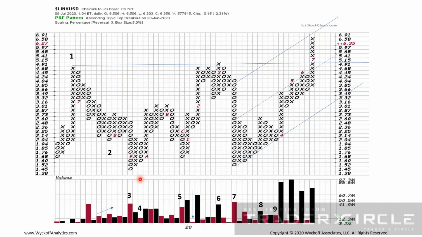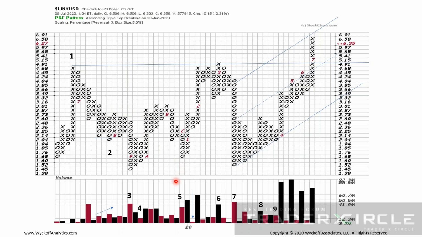Price gets back to the previous value zone. This was the value zone for Chainlink. But we still have to build a bigger cause in order to break the long-term resistance. Price fails to commit above this resistance, this level, and then comes back to the support.